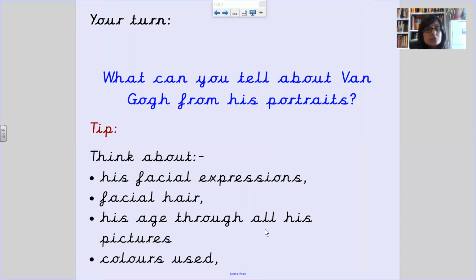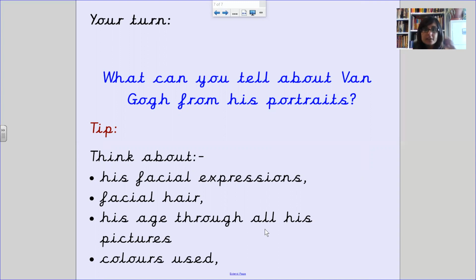Think about his age through all the pictures. Do you think it's from when he was really extremely young, for example, a teenager, to when he got older? Or do you think it's from a shorter period of time? And I want you to think about the colours used. Now, you can either write this down or you can get an adult to record you and upload to Tapestry. So I don't mind. So what can you tell me about Van Gogh from his portrait?